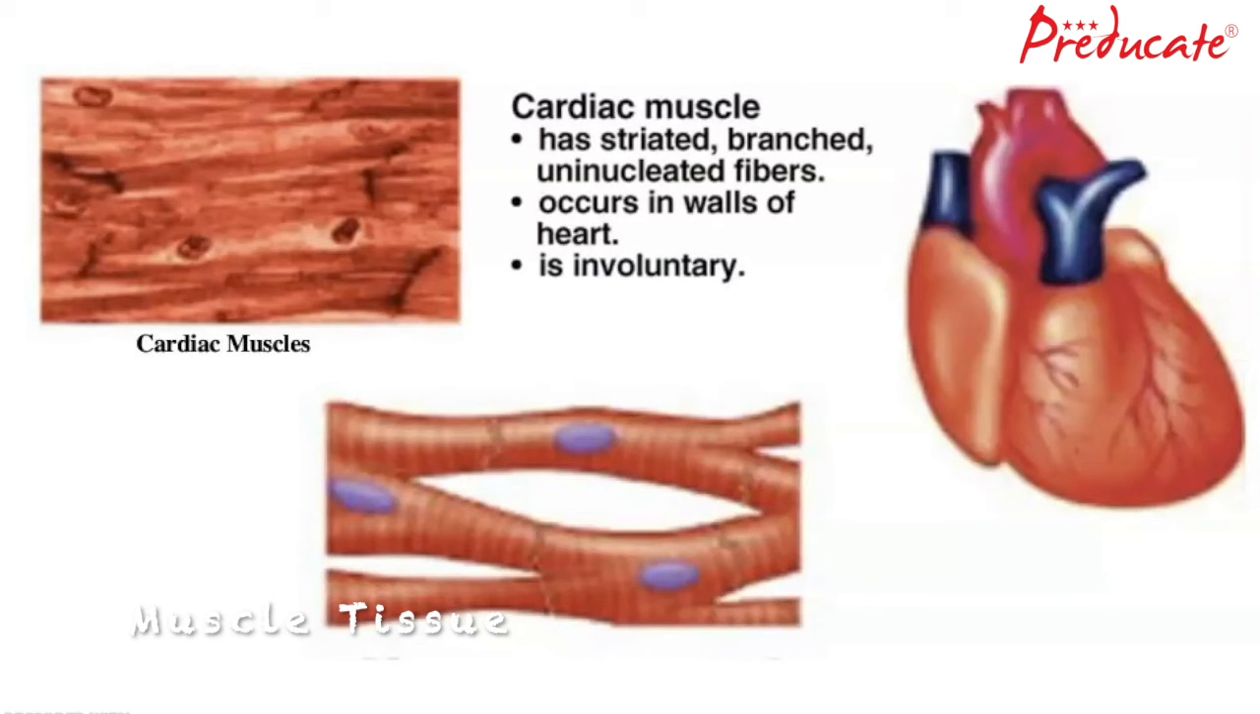The cardiac muscle is the muscle which is present in the heart. Cells are striated, but the striations are less obvious than in skeletal muscle tissue. The cells are shorter than skeletal muscle fibers and have a single nucleus and are often branched.